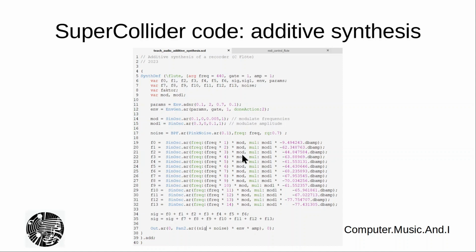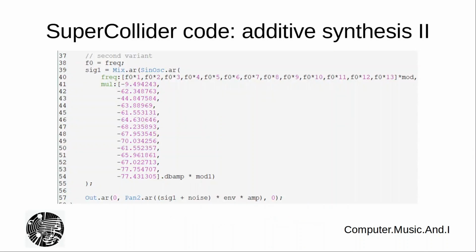So very standard approach we're using in SuperCollider, and this can then be used to generate sound. Okay, I also implemented two more variants of it, and the second one I'm just going to show to you. The second variant, instead of creating 13 sine OSCs by hand, I simply used multi-channel expansion. So as you can see, I'm just giving an array of the frequencies.